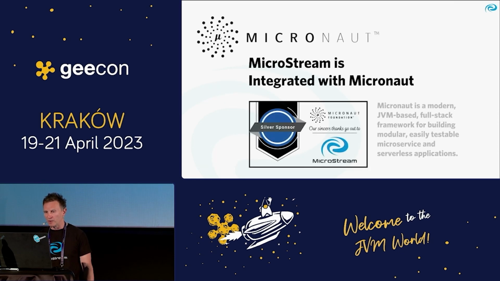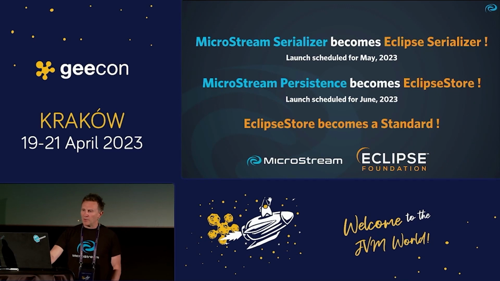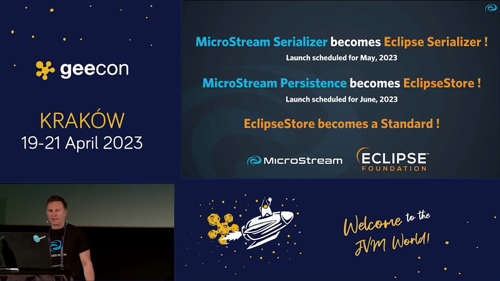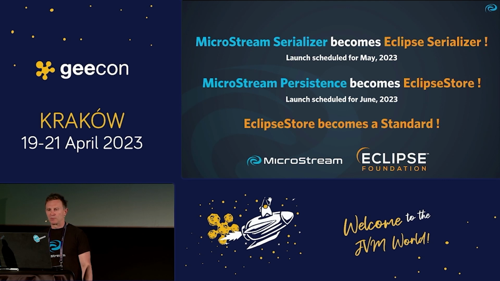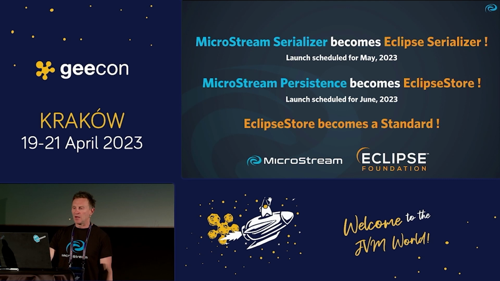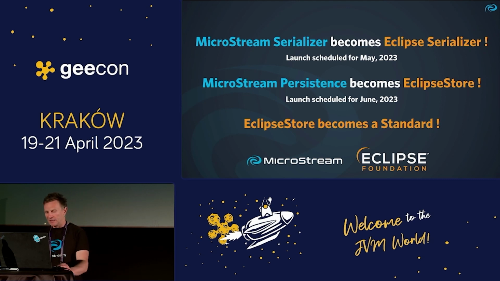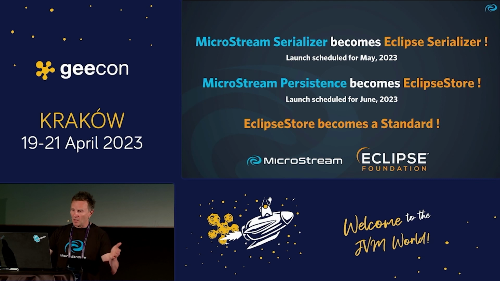We are contributing to Micronaut. And we are super happy to announce at GeeCON for the very first time that MicroStream is now divided into two projects. MicroStream Serializer now becomes Eclipse Serializer. It's scheduled for May, so hopefully we can launch it in May, and the MicroStream persistence now becomes EclipseStore. And EclipseStore will become a new standard. We will start working on the new standard, similar to the JPA standard, already starting this year.